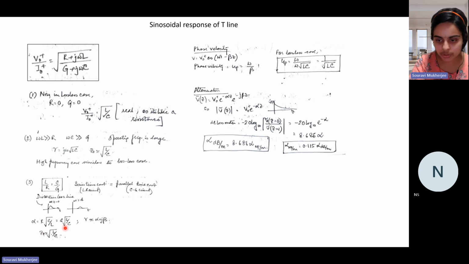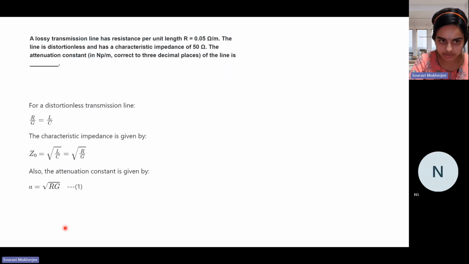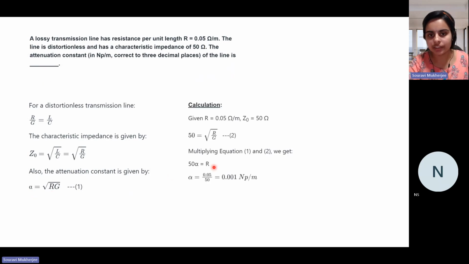So this relation gives you another new relation, right? And this is this. So now based on these relations, you can try to find your alpha. Your R is known, Z naught is known. So if you use this relation, you can find G. Also you know that alpha and RG are related by this equation. So now if you use these two, you get the value of alpha.